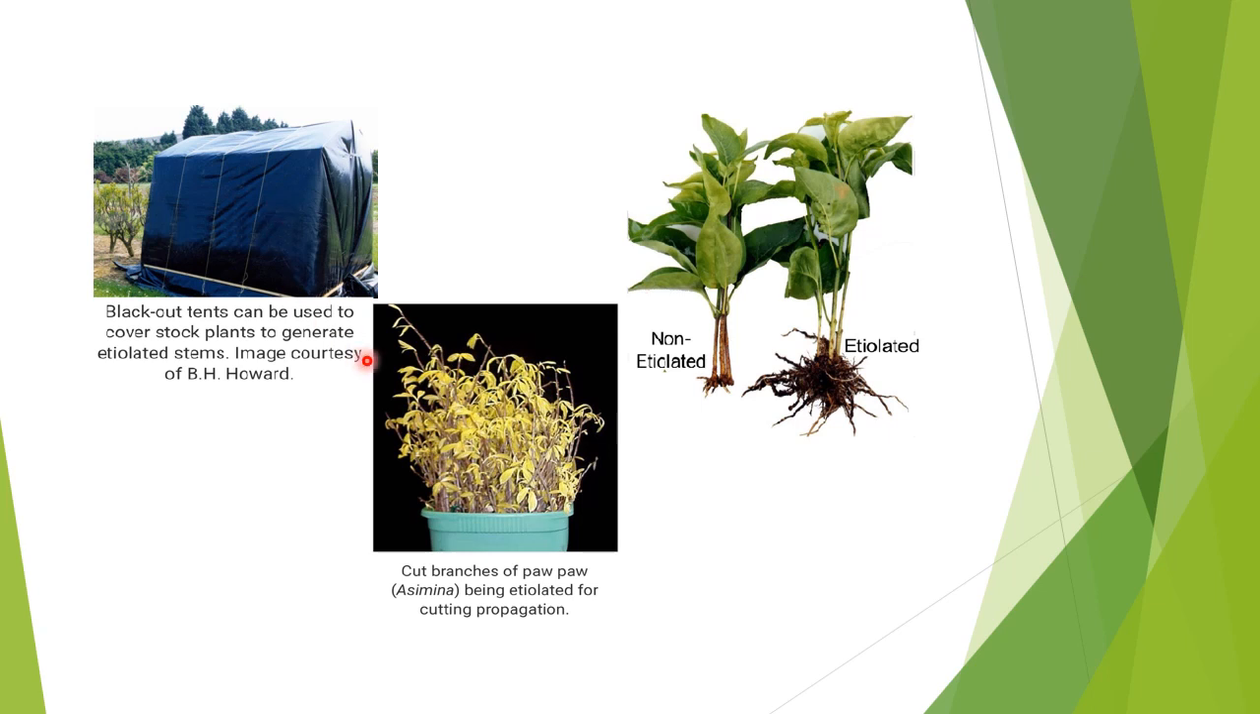stems, and this is how the etiolated stems look, because they will be yellow in color and elongated. Then you take these etiolated stems, cut them and plant them in soil or treat them with hormones, and you see the difference.